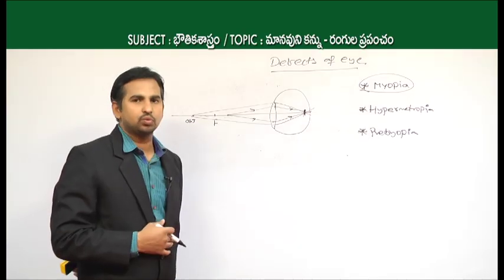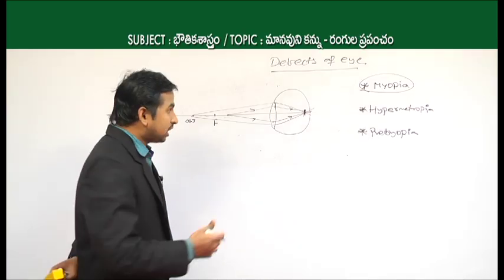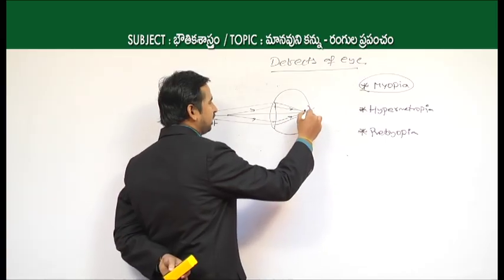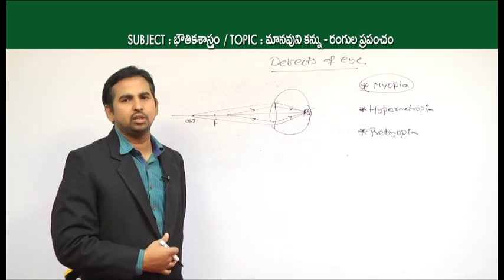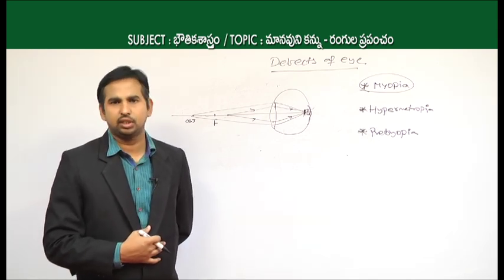So, that is why the image is formed before the retina only. That is why, when the light rays are passing over this retina, a diverging beam of light rays is coming. So, that is why here we cannot see the object very clearly.